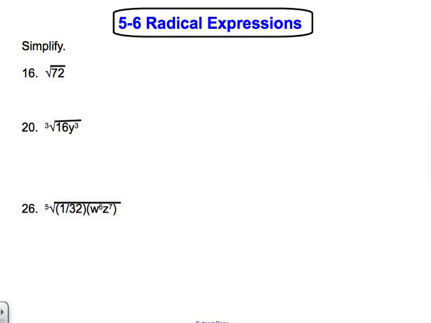Section 5.6 is on radical expressions. I am going to do 6 problems from your homework assignment. Number 16 is the square root of 72.